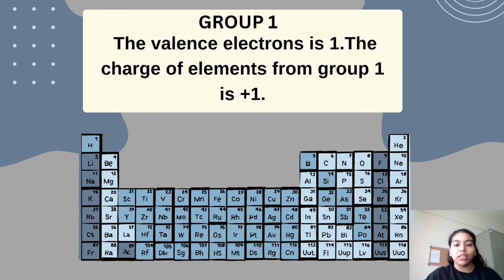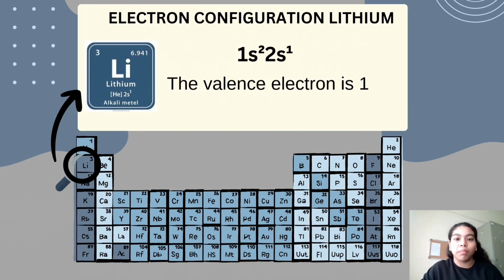For group 1, the valence electron is 1. The charge of elements from group 1 is +1. Let's take lithium as an example from group 1. The electron configuration for lithium is 1s2, 2s1. The valence electron is 1. That's why lithium is from group 1.